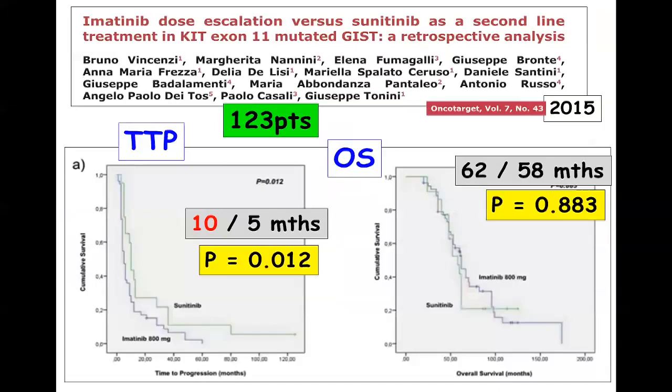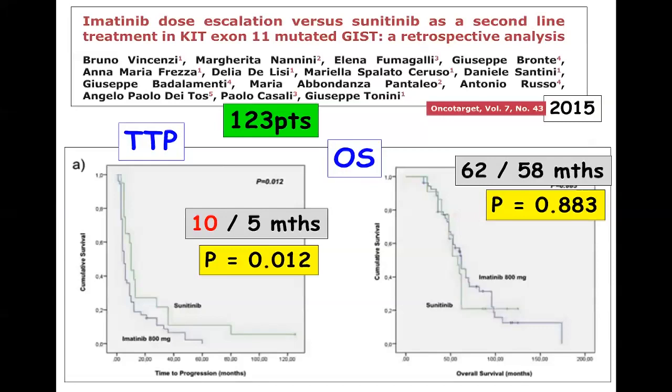This article, published in Oncotarget in 2015, looked at imatinib dose escalation versus sunitinib as second-line treatment in KIT exon 11. It is a retrospective analysis on 123 patients, and the time to progression was 10 months in favor of sunitinib in comparison with 5 months for imatinib 800 milligrams. But there was no statistical difference between the two arms in terms of overall survival, with a p-value of 0.883.